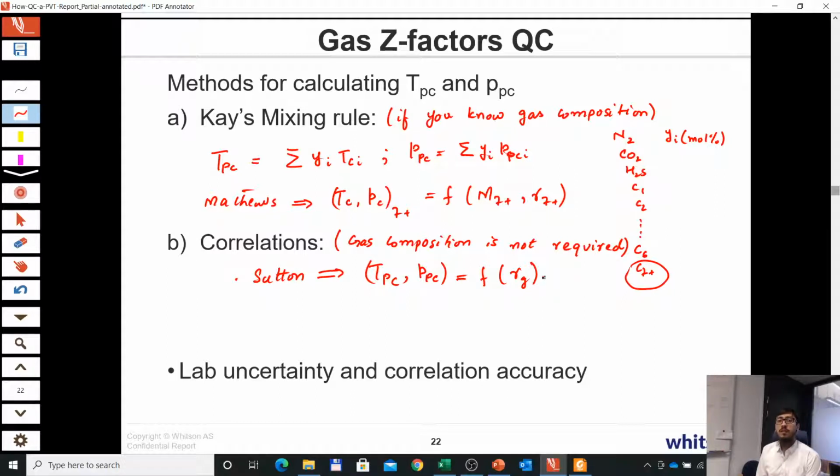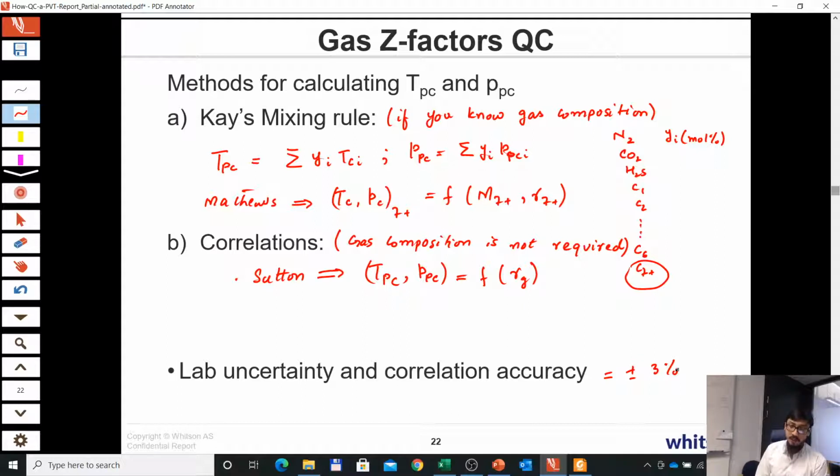in this exercise. Now, what do we expect when we calculate the z factors from the Standing correlation? What do we generally expect from the calculated z factor values, like how close they should be compared to the lab data? What we have found is that this should generally be within plus minus 3%. So the lab data and the calculated data for the gas z factor should be within plus minus 3%. If it's within plus minus 3%, then it means that the data is of good quality.